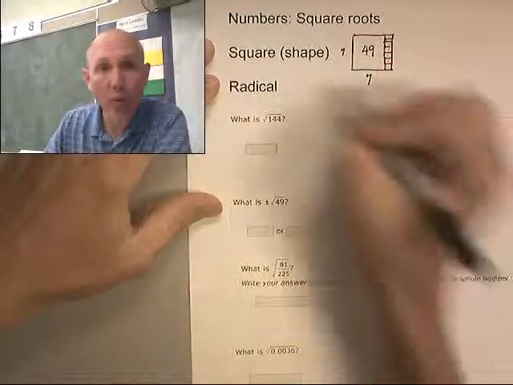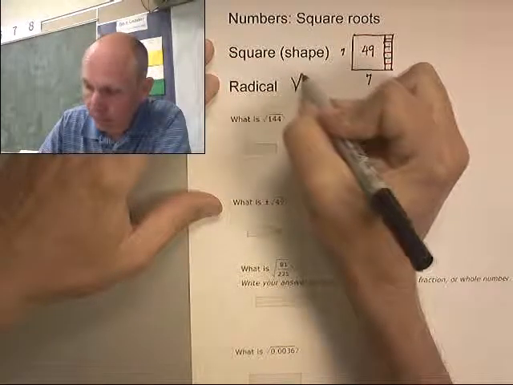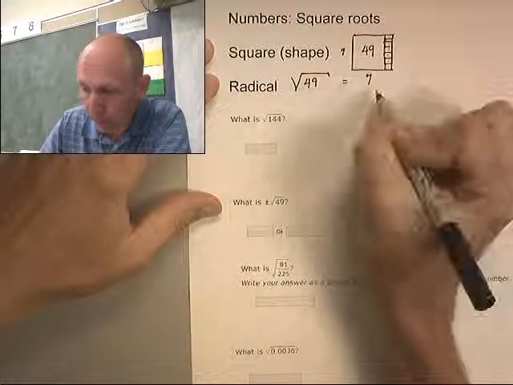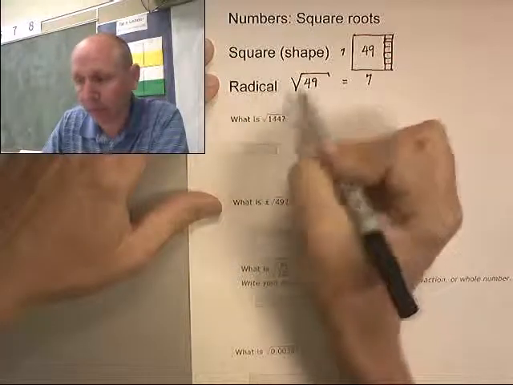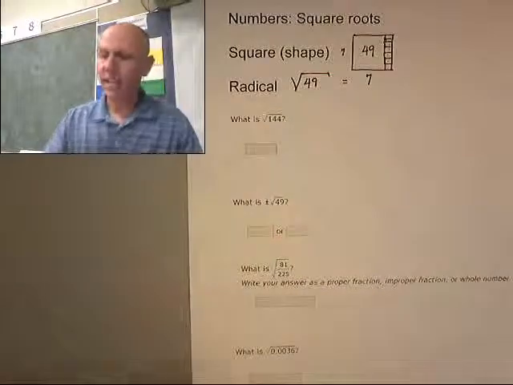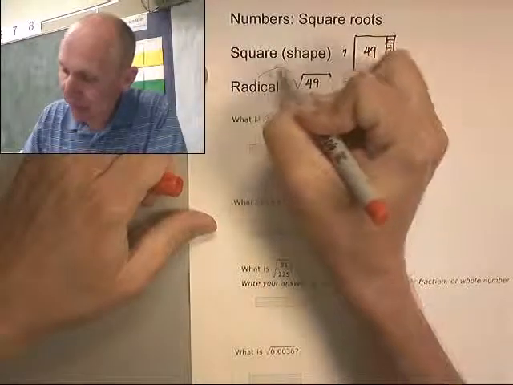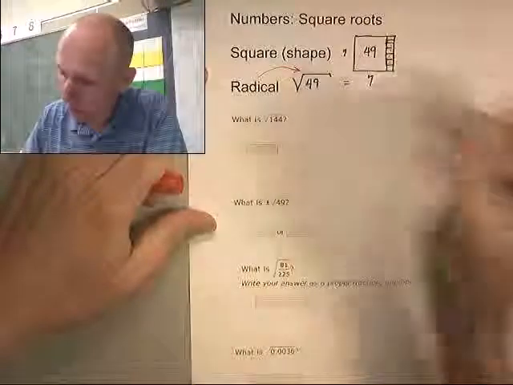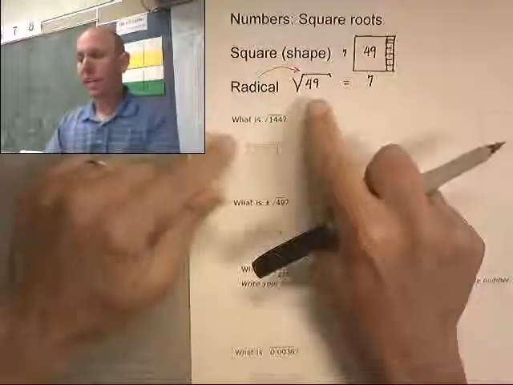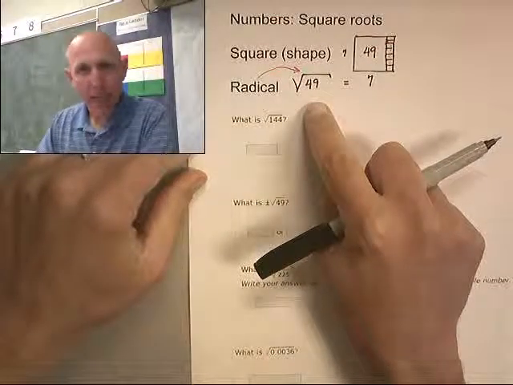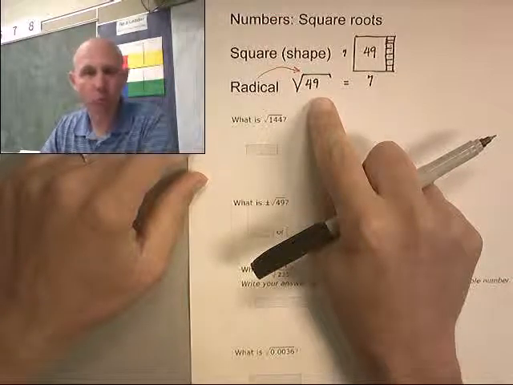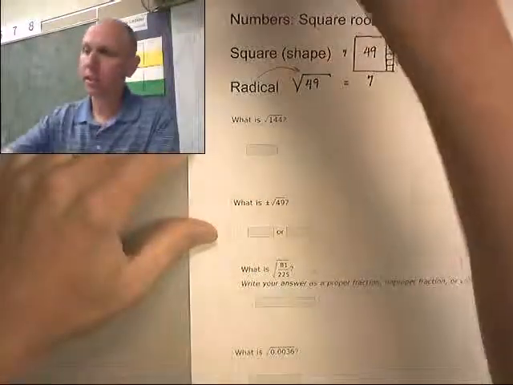Well, the square root of 49 is 7. And this funny symbol right here is called a radical. Let's make a note of that. It kind of looks like a division symbol. That is called the radical. So what we're looking at is what number times itself makes 49. 7 times 7 is 49, so the square root of 49 is 7. Let's go look at some examples down here.